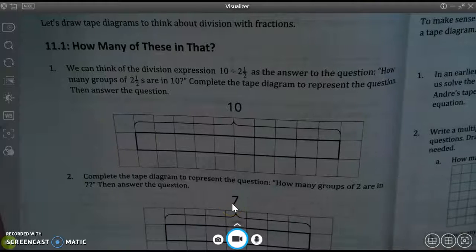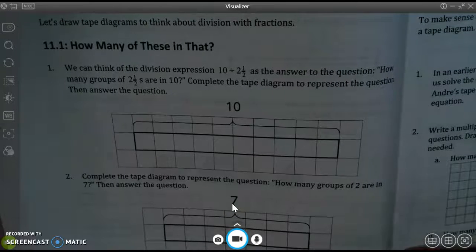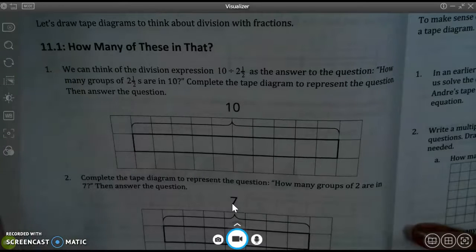Okay, so you're asked to only do one task today, and that is Lesson 11, Task 1. How many of these in that?